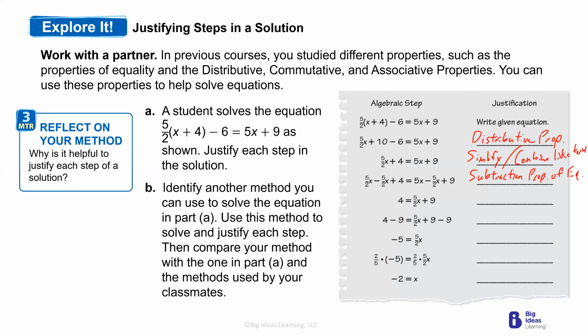So they had a few things listed up here. They're talking about properties of equality, distributive, commutative, associative properties. We're not using commutative or associative right now. I'll go back and mention what those are in just a minute. But you're going to have a lot of the basic properties of equality. So addition, subtraction, multiplication, division, and a lot of either simplifying or combining like terms. So go through and see if you can identify what they do on the remainder of those steps.